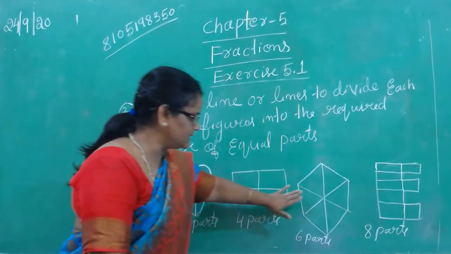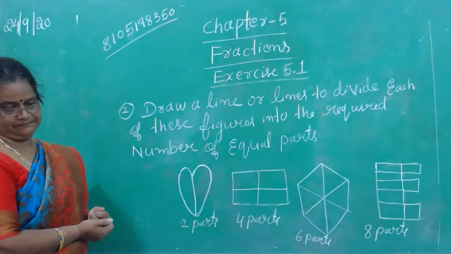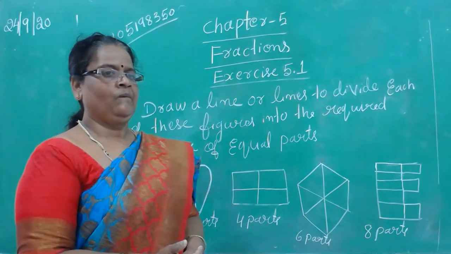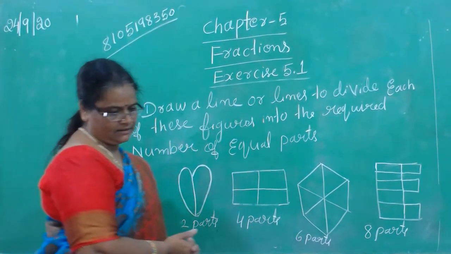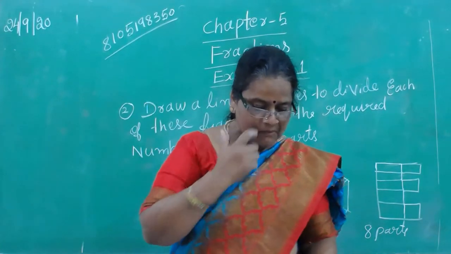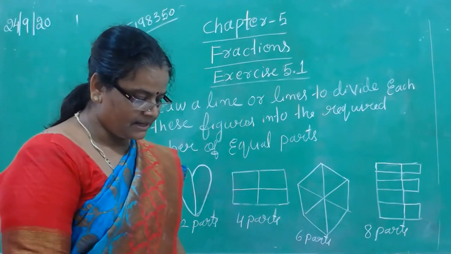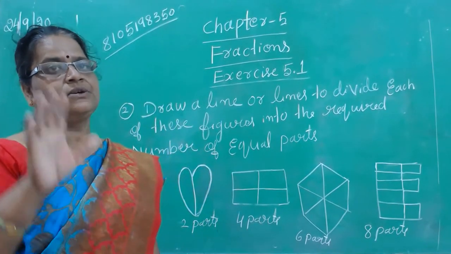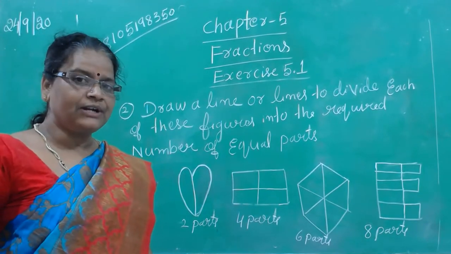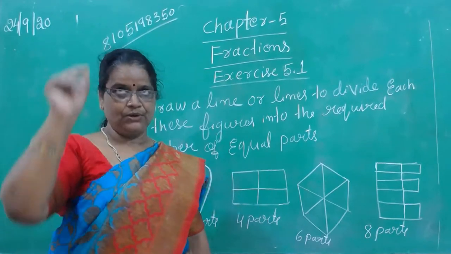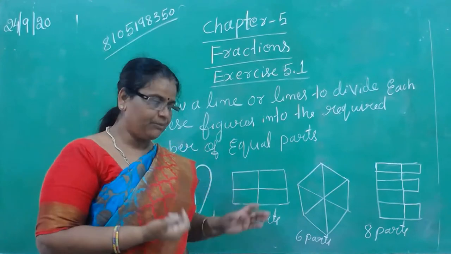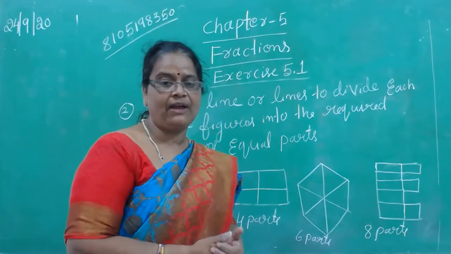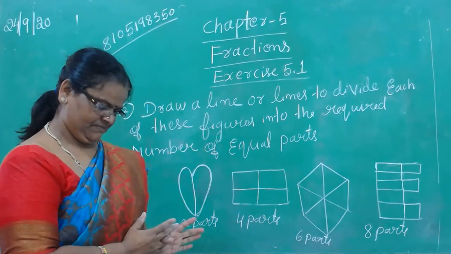This is two parts, this is four parts, this is six parts, this is eight parts. Now children, problem number 3. Write the following as a fraction. Some fractions are given in words. We have to write the number. So one by two, how are we going to write it as a fraction? One by two. One is the numerator, two is the denominator. Like that we are going to write A, B, C, D, E, F, up to J. We have to write the fractions. So this is clear, I think.